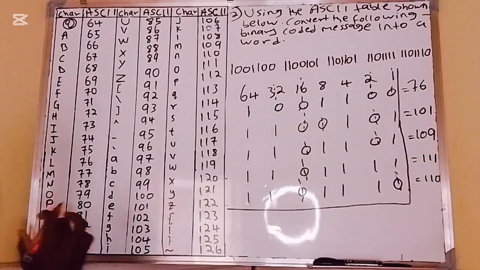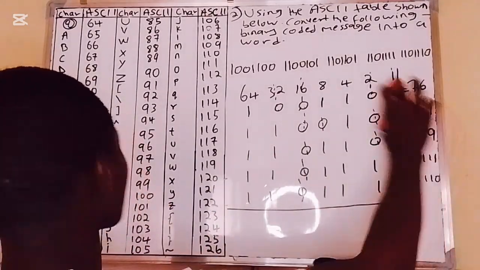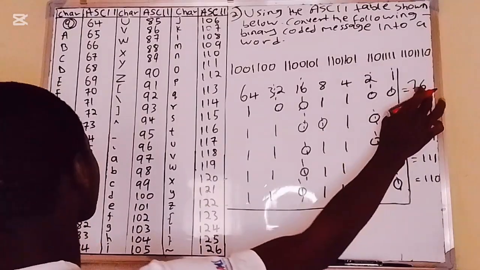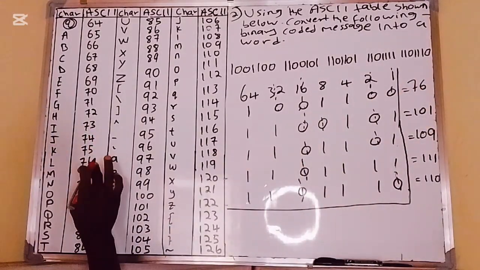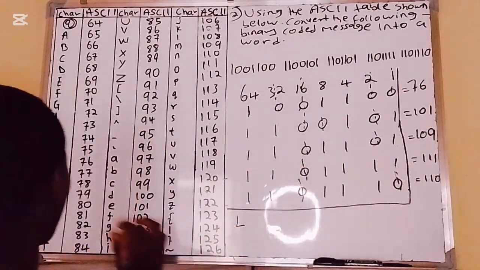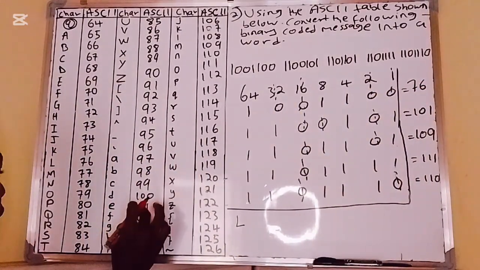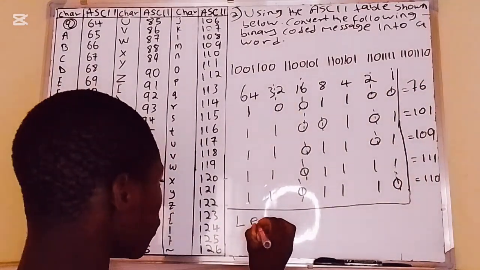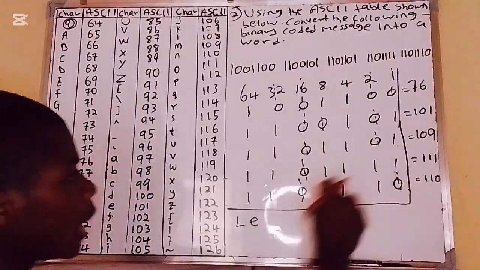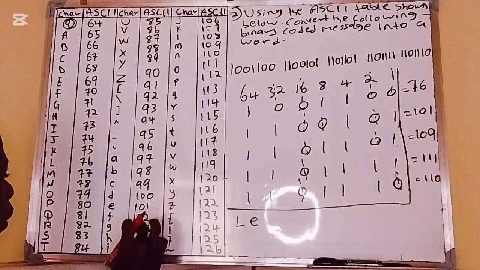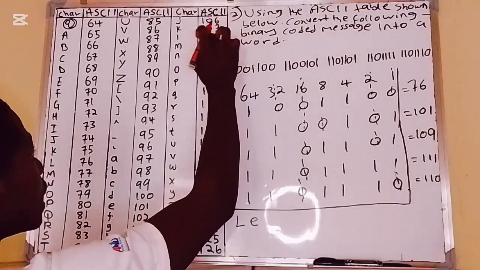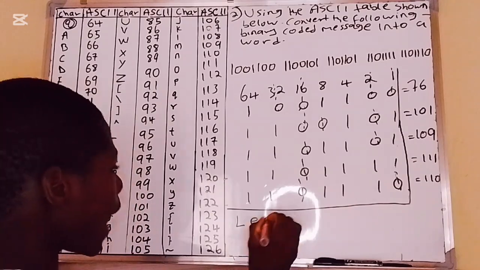So I have to check it in my ASCII table and see the values to find my characters. 76. What is 76? 76 is capital L. And therefore, let's see 101. Where is 101? Yes, this is 101. I have small letter E. And therefore, I have 109. Where is 109? Yes, 109. I have small letter M.